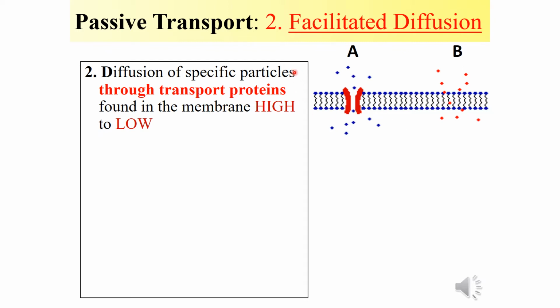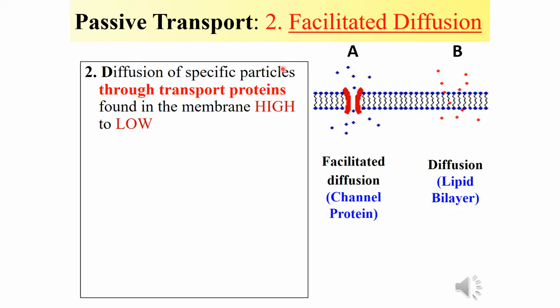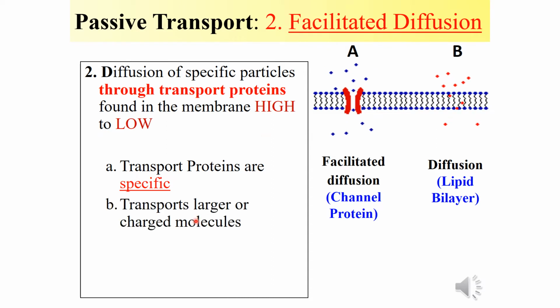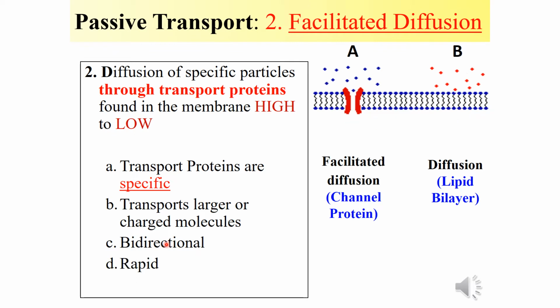On the other hand, in facilitated diffusion, you can see that here there is a protein involved. There is no energy utilized, but a protein is assisting the movement of specific particles or ions from an area of high to low concentration. So the transport proteins here are specific. The transport of large molecules or charged molecules are done, and it is bidirectional and rapid. So compared to simple diffusion, facilitated diffusion is rapid because the transport protein is assisting the molecules to go from one side to the other.